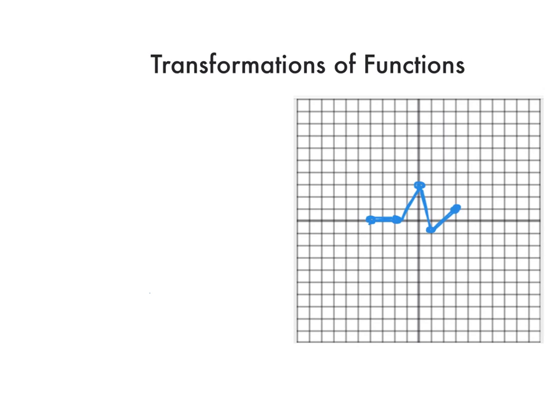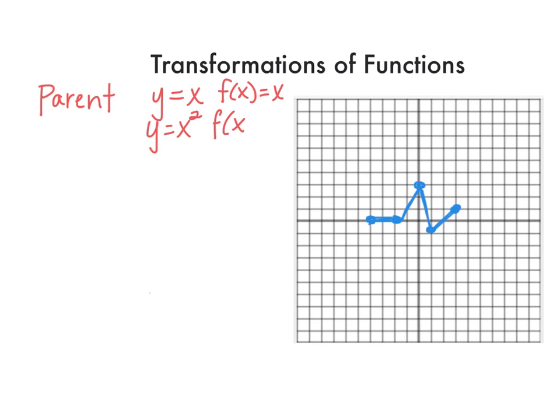The other thing I want to make sure you understand is that all functions have a parent. So when you were learning lines last year, you learned that the parent of the linear function is y equals x. Really, in Algebra 2, we're going to refer to it more as f of x equals x. You learned that the parent of the quadratic is y equals x squared. Again, we're going to refer to it as f of x equals x squared.